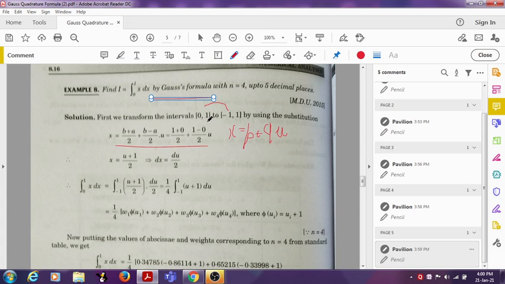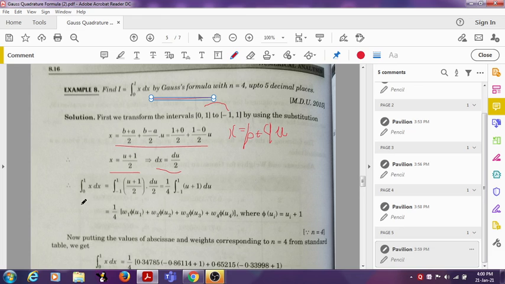So again here we use this substitution, and here we know the value of a is 0 and the value of b is 1. So we can use these values. In place of a we put 0 and in place of b we put 1. So we get x equal to (u plus 1)/2. Now differentiating this, dx will be du/2.